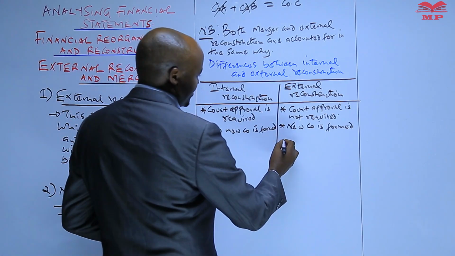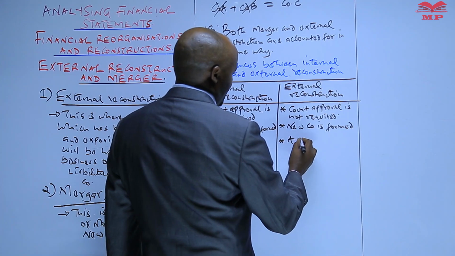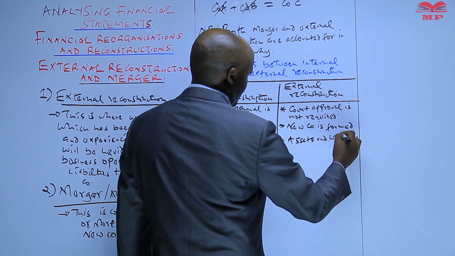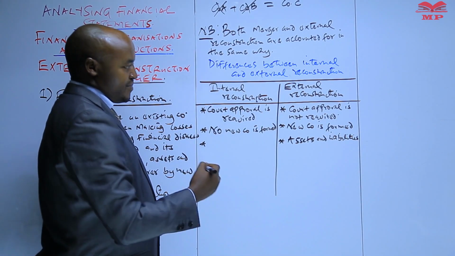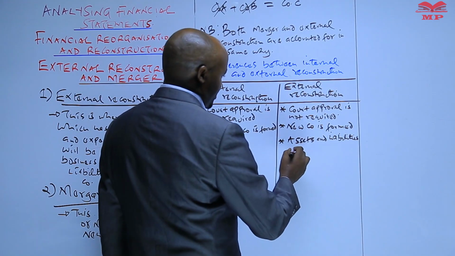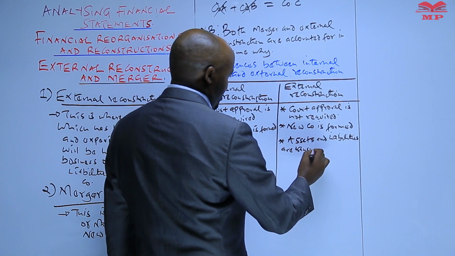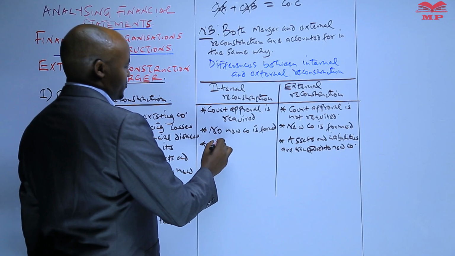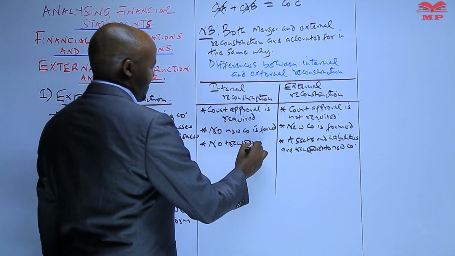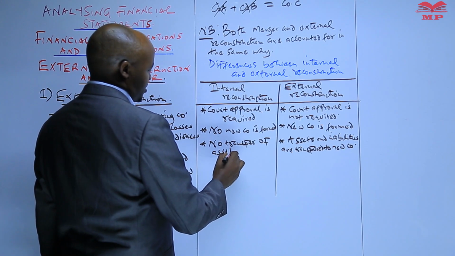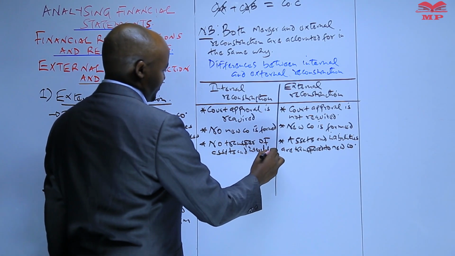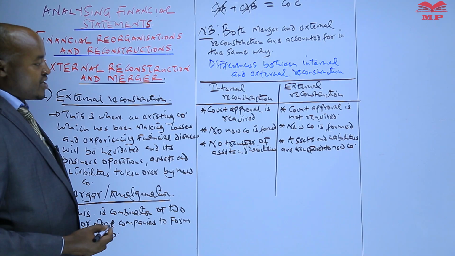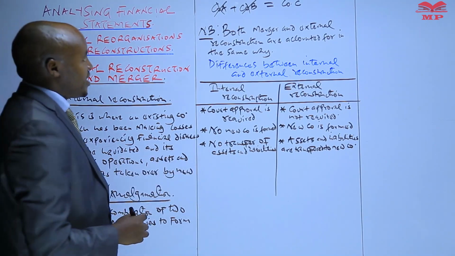The other difference is that in case of external reconstruction, the assets and liabilities of the old company, the company which has been making losses or experiencing financial distress, are transferred to a new company. But in internal reconstruction, or basically the capital reduction, no assets or liabilities are transferred.